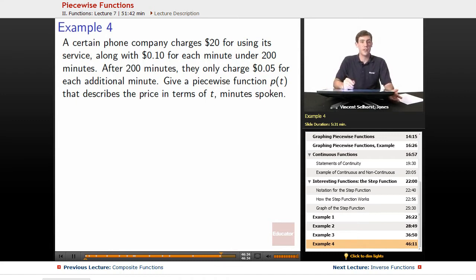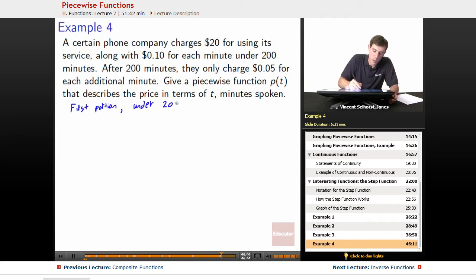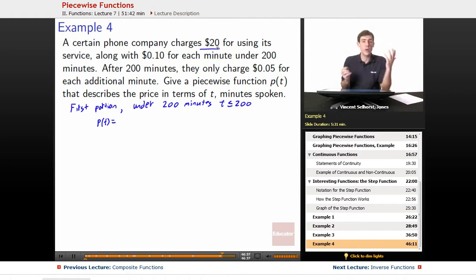So it's pretty easy for us to figure out what the first part is. The first portion, when we're under 200 minutes, which is to say when t is less than or equal to 200, P of t is not too hard. P of t equals, well, $20 flat rate, right? They charge us $20 and then they charge us 10 cents per each additional minute. So $20 plus that additional 10 cents, how many minutes did we have? We had t, so 0.1 times t, right? And that's what it is.